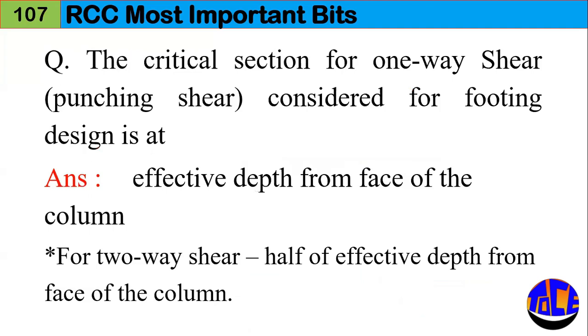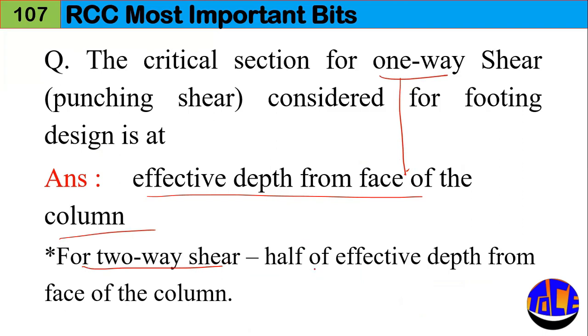And the critical section for one-way shear. This one-way shear is also called punching shear. Considered for footing design, it is at effective depth from the face of the column. Remember, this is for one-way shear. And for two-way shear, the critical section will be half of effective depth from the face of the column. So half of effective depth for two-way shear, and effective depth from face of the column for one-way shear.